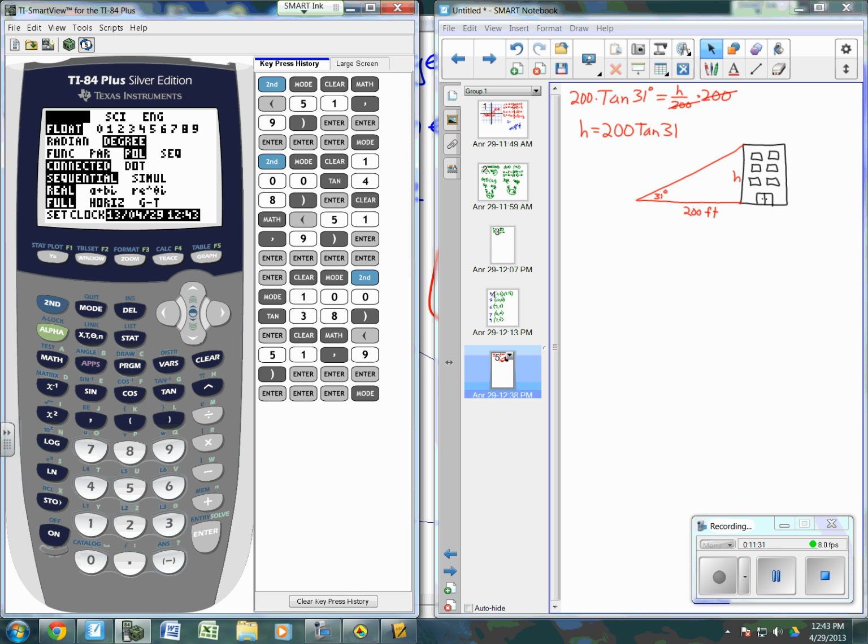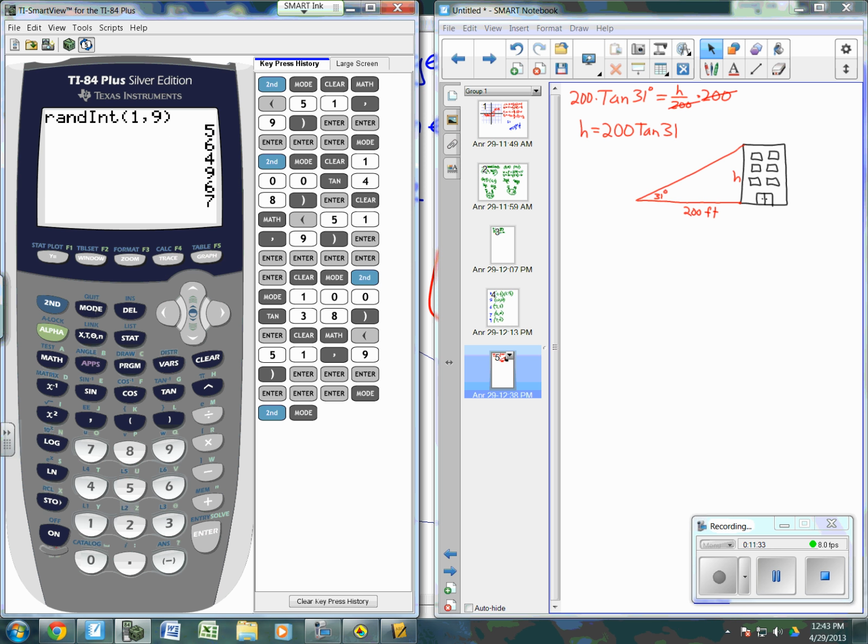Okay? So now you're going to go back to your home screen, and you're just going to type that equation, 200. Now, you could put a times sign here, but when you hit the tangent button, it's implied multiplication. Notice you have your sine, cosine, and tangent button right here. Hit your tangent button. It's right here, these three, right above 7, 8, 9. Okay, tangent of 31. So type in 31 and hit enter. And so the building is 120.17 feet.